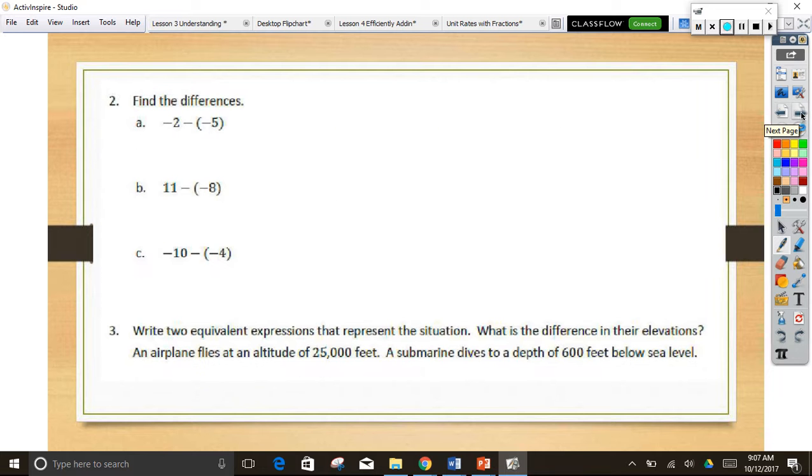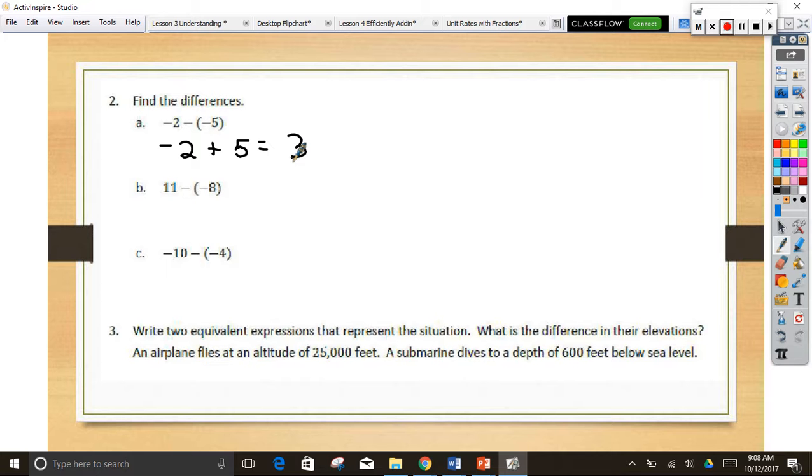All right, now we're going to do, it's really the same thing here. You're finding the differences, so we're going to rewrite these as well. Ross, how would I rewrite the first one? Negative 2 plus 5. Good, and what is negative 2 plus 5? Negative 7. No, different signs, subtract. Yes. 3.